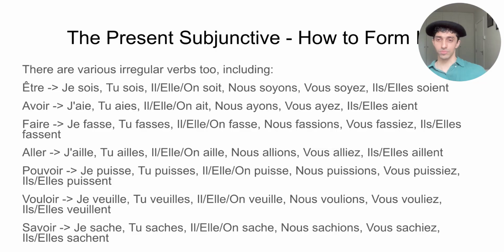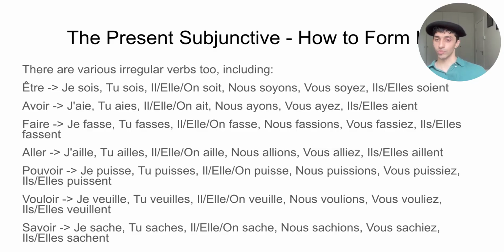So être becomes je sois, tu sois, il, elle, on soit, nous soyons, vous soyez, il ou elle soit. Avoir becomes j'aie, tu aies, il, elle, on ait, nous ayons, vous ayez, il ou elle ait. Faire goes to je fasse, tu fasses, il, elle, on fasse, nous fassions, vous fassiez, il ou elle fasse. Aller becomes j'aille, tu ailles, il, elle, on aille, nous allions, vous alliez, il ou elle aille.